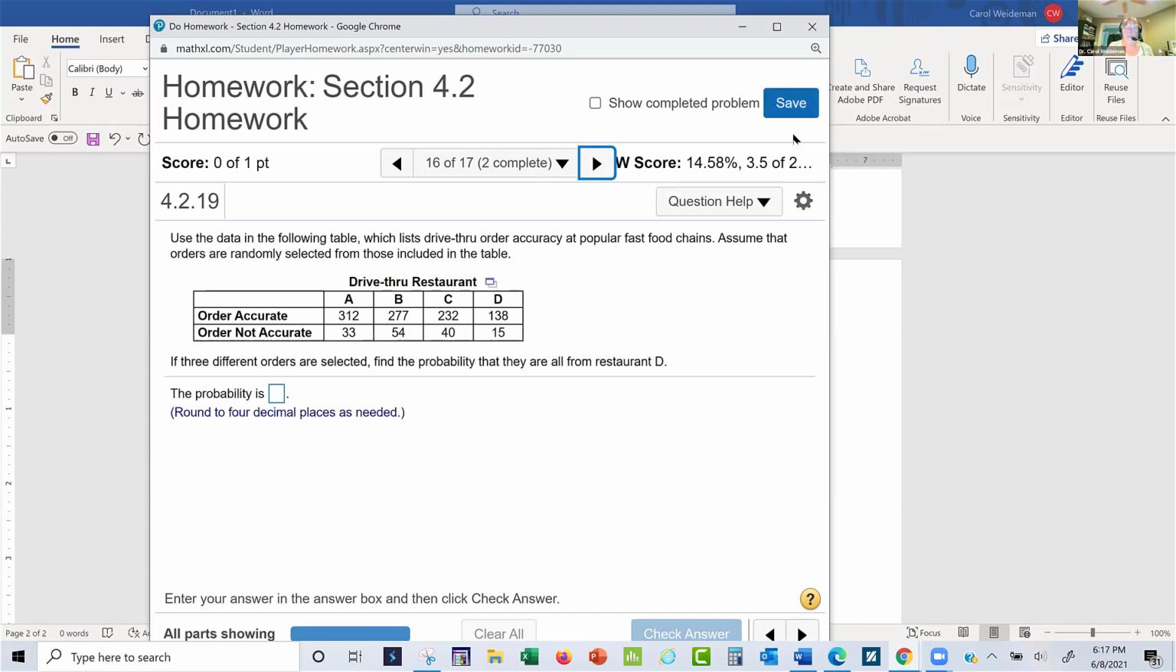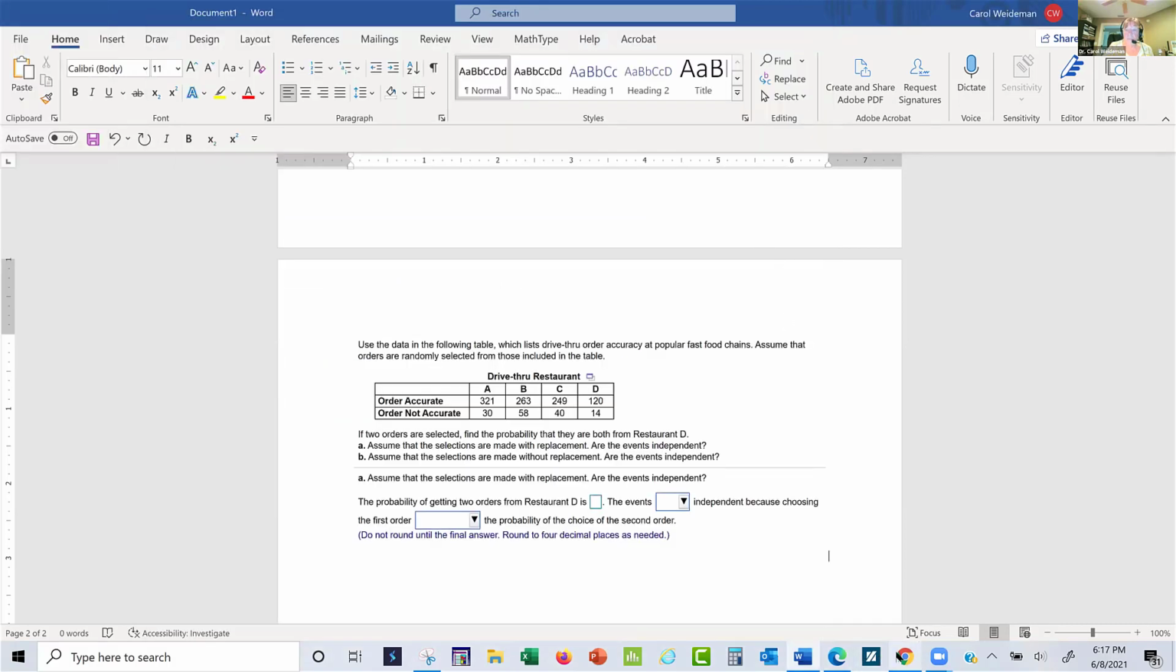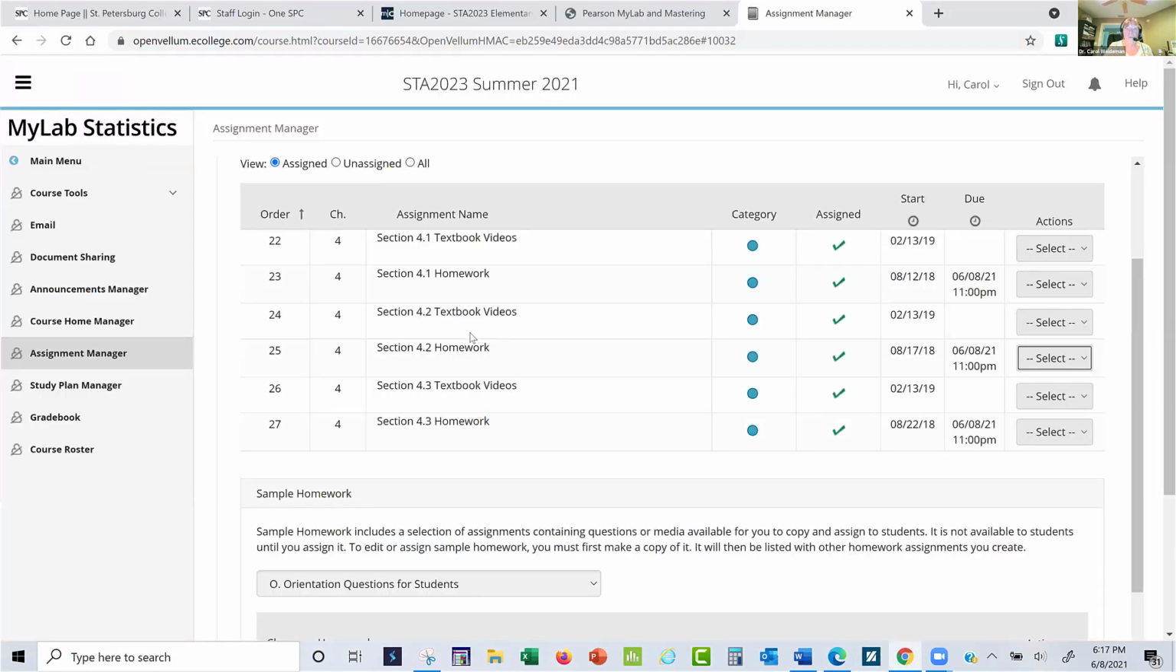All right, anybody else while we're here? 4.1, 4.2, or 4.3. Those are the homeworks due tonight. I had a question about the multiplication rule. That's 4.2, chapter 4.2.